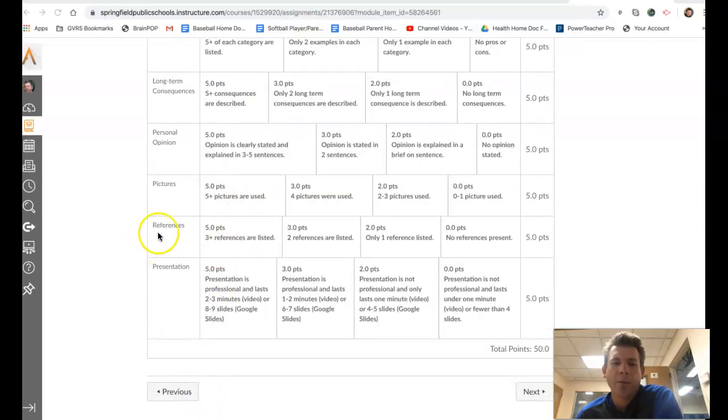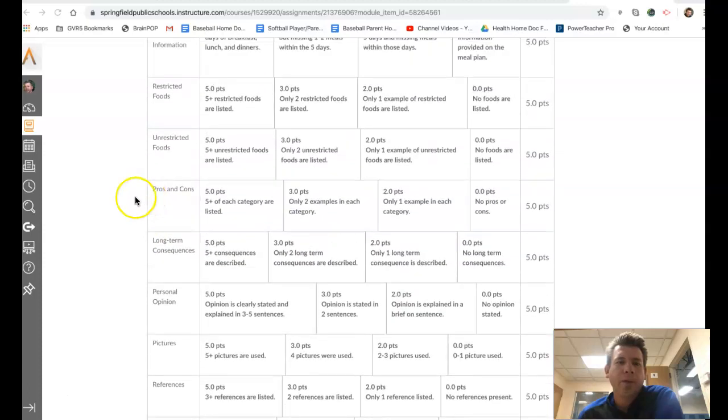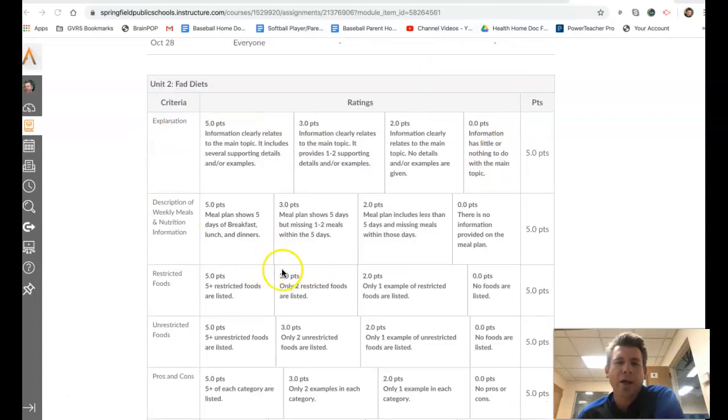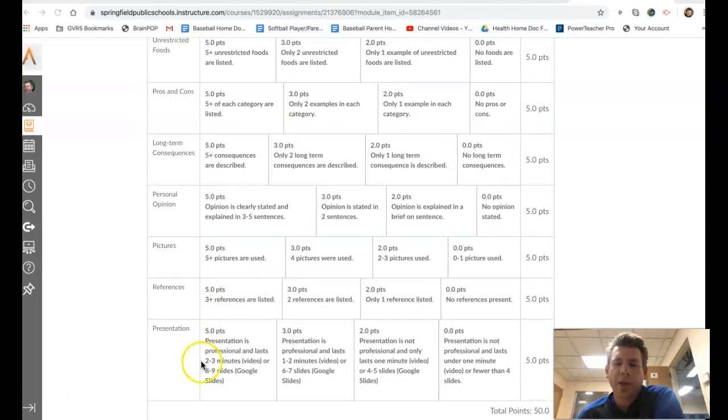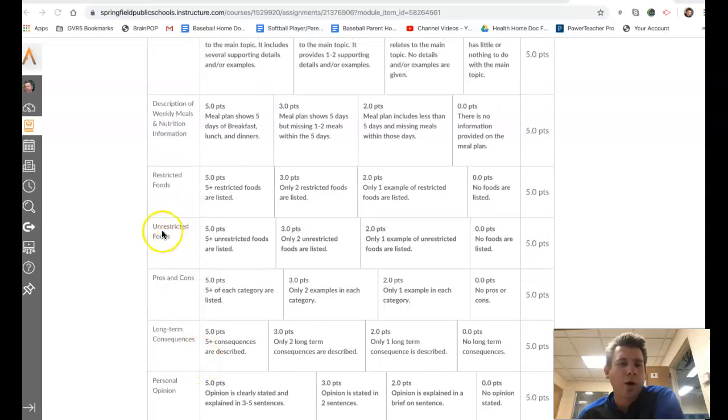Probably the couple that people miss a lot on this is they don't put references in, so they miss points. And then this restricted and unrestricted food. So I would just make sure you have a slide for each one of these, and that would really help on your presentation. And if there are no unrestricted foods or no restricted foods, just make a note of that in the slideshow that there are 0 restricted foods from this diet.